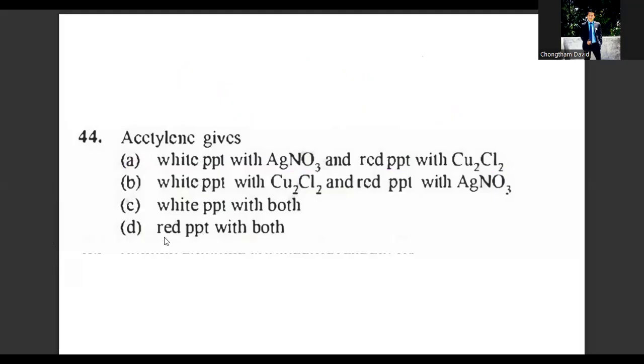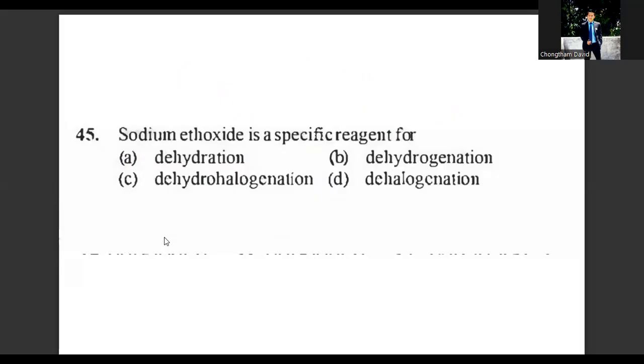Last question, 45. Sodium ethoxide is a specific reagent for? Okay, this is left for you to do. The last question. You can give the answer in the comment section.